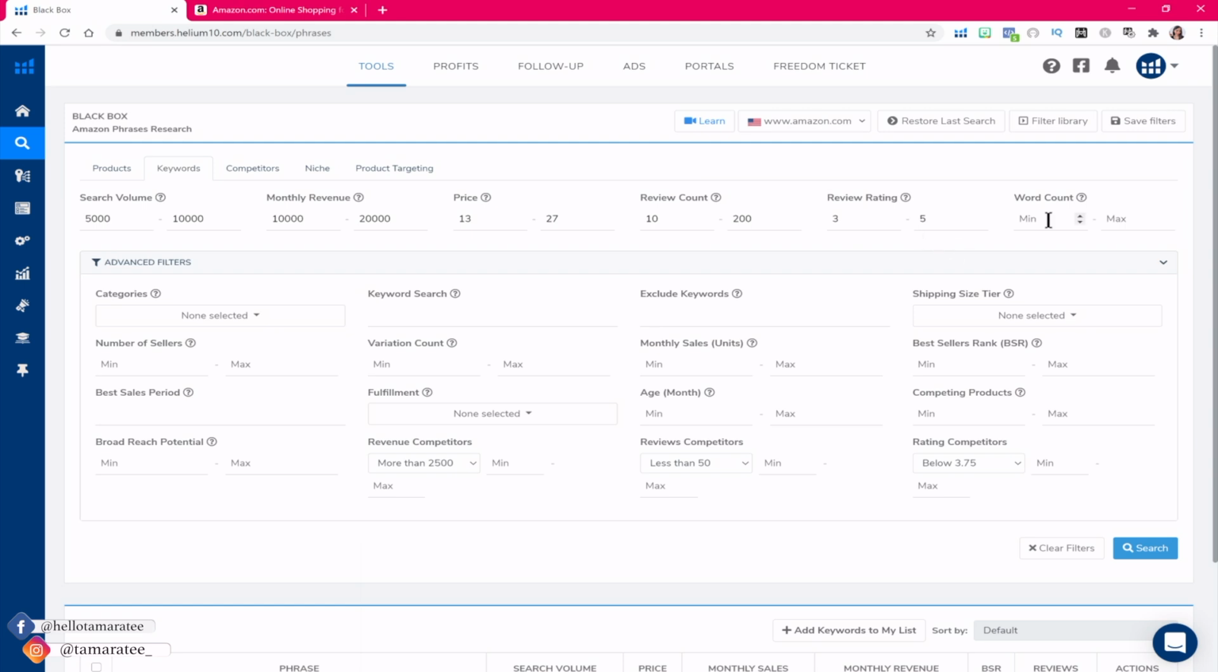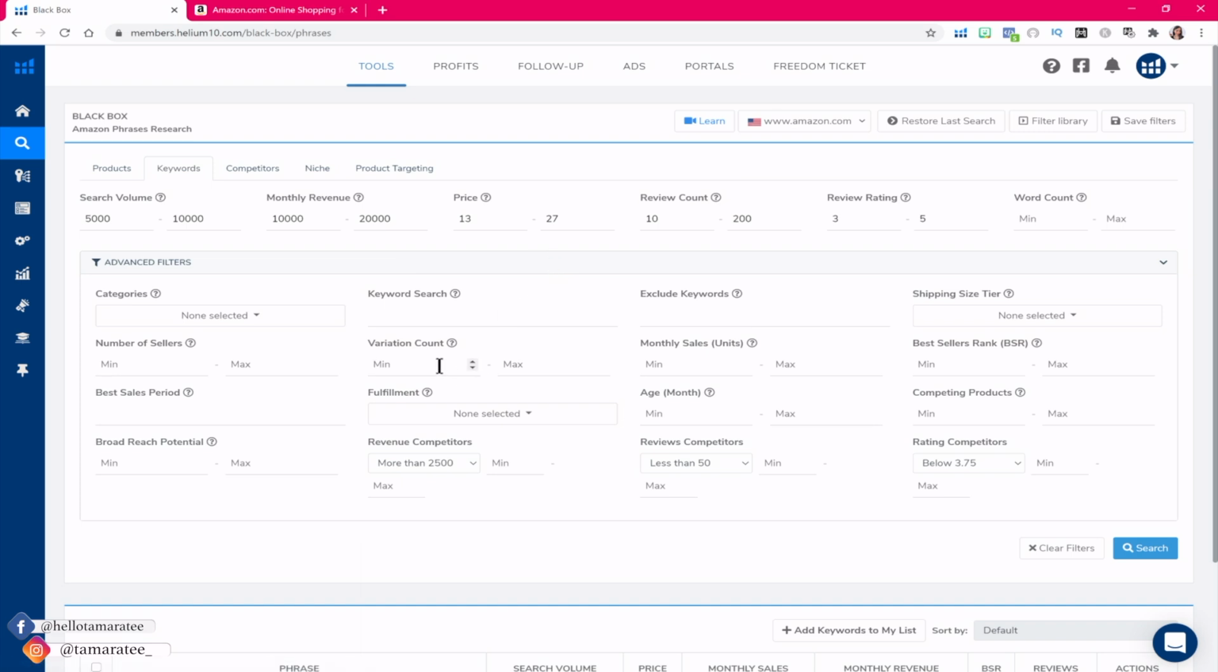For word count, I don't fill in anything here because I don't think it's necessary. This is just the number of words in that phrase. We don't know how many words are in a phrase for a product. It's impossible to tell, so we just leave this blank. In the advanced filters, you can add in some information as well. I usually leave a lot of this blank because the more that you fill in, it's going to decrease your chances of finding a product.